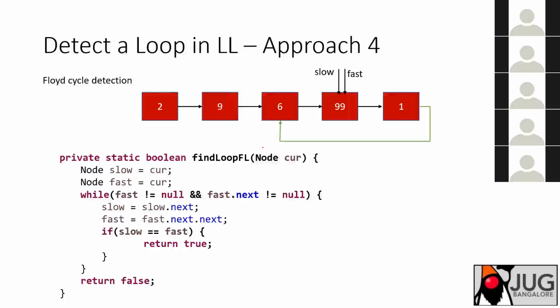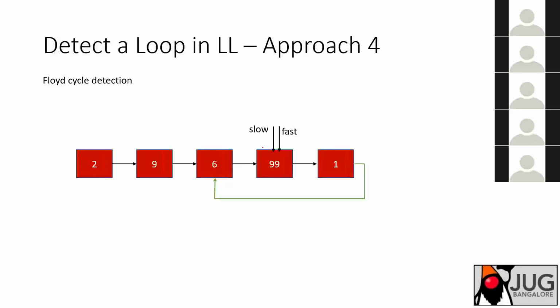It is pretty simple. It is not modifying your node structure, not modifying node next pointers, and neither is it taking any auxiliary space. It works perfectly fine with just 2 pointers. What is the complexity of this? It is big O of n, because at maximum I have to go through the complete list.